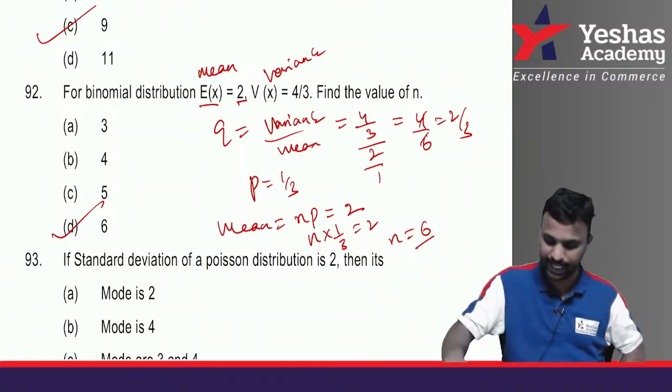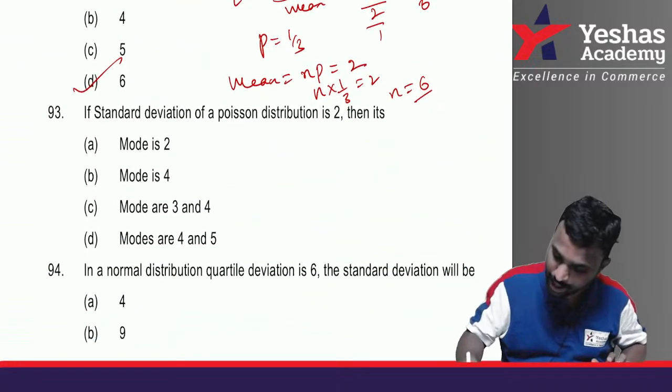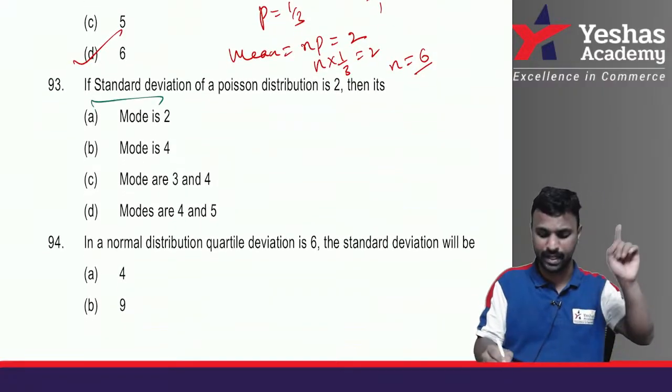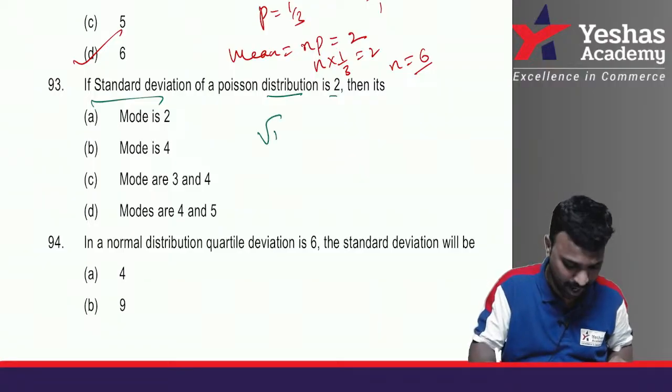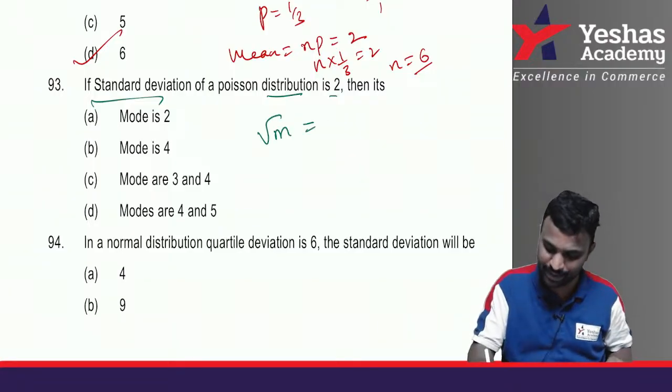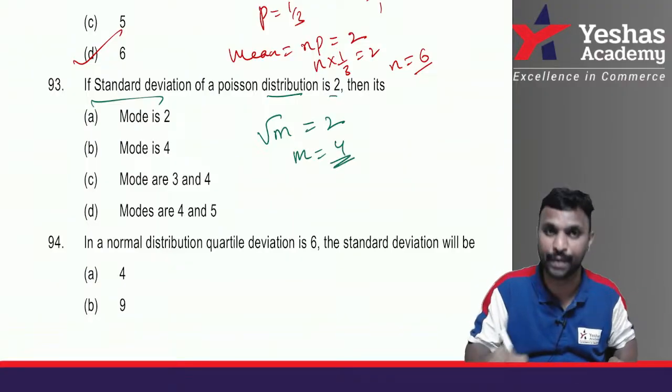So option D is the right answer, because the question they have asked us to find the value of n. Guys, moving on to the next question. The standard deviation of a Poisson distribution is 2. What is the standard deviation of a Poisson distribution? Root m, isn't it? Root m is equal to 2. How do you find out m? It is a square of that, which is nothing but 4.